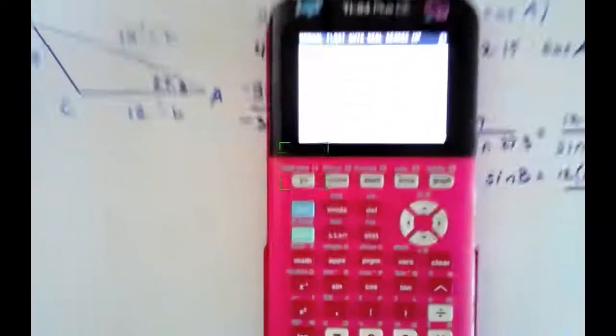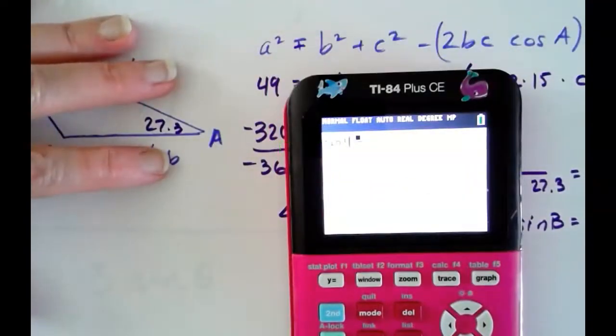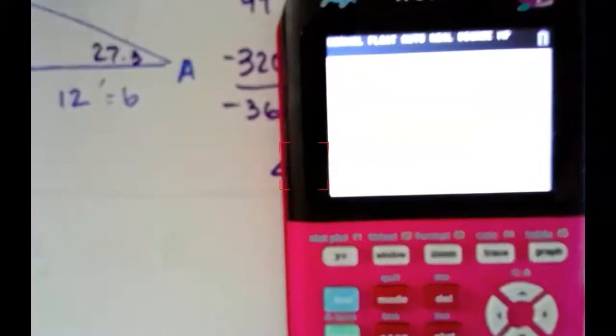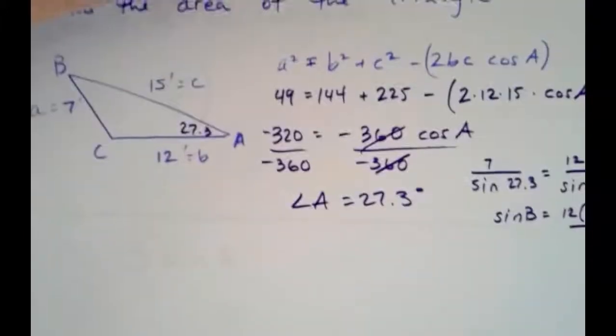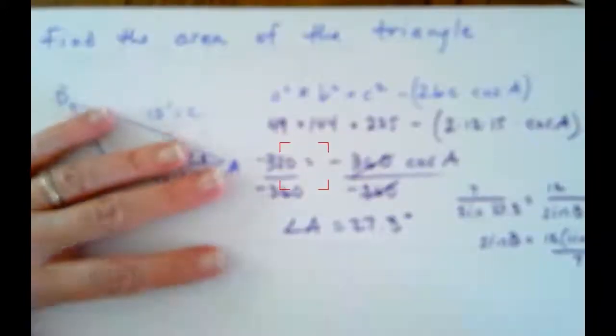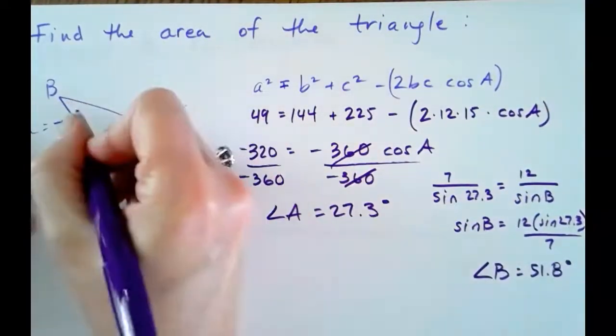We'll zoom in so maybe you can see a little better. Not sure why that's not showing up. One more time. There we go. So inverse sine of 12 times the sine of 27.3, close that parentheses, go to the bottom, over 7, and then I'm going to close the whole entire set of parentheses, and I'll get my B angle. My B angle is 51.8. So angle B is 51.8 degrees.